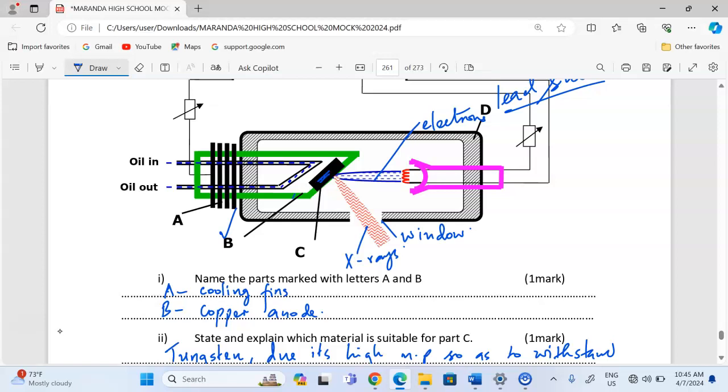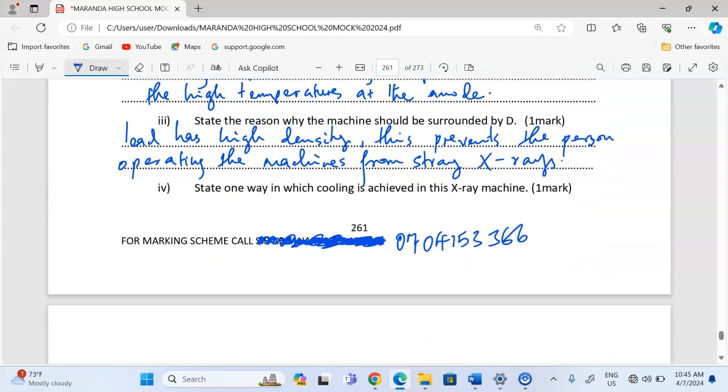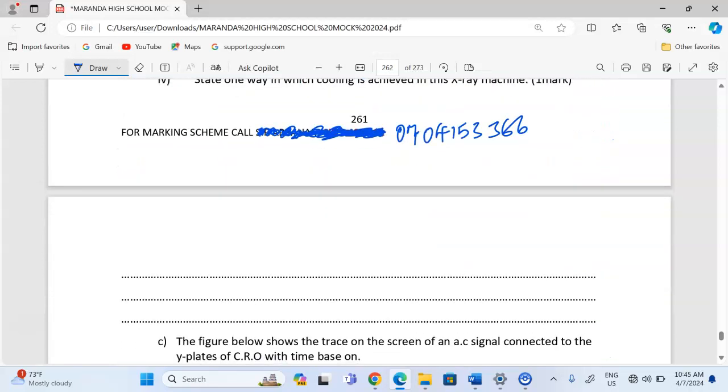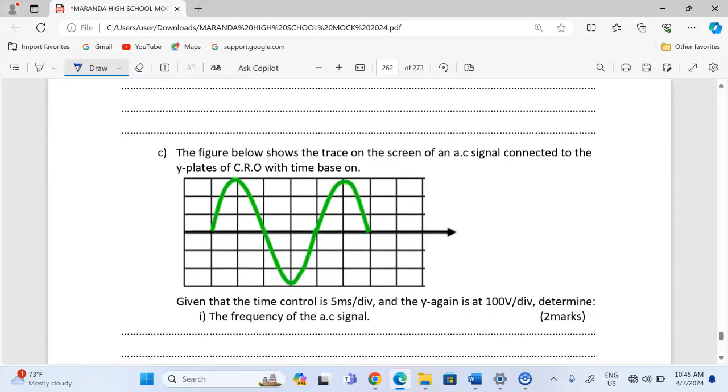Again, there are the cooling copper fins, that is part A. The cooling copper fins also help in cooling the anode. Finally, we have part C.